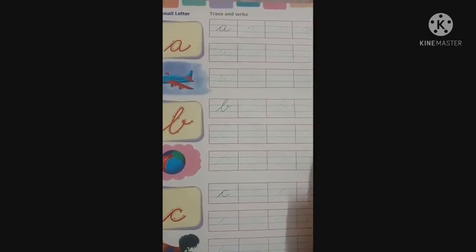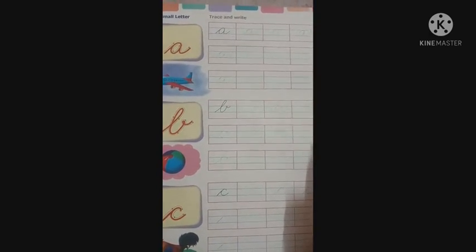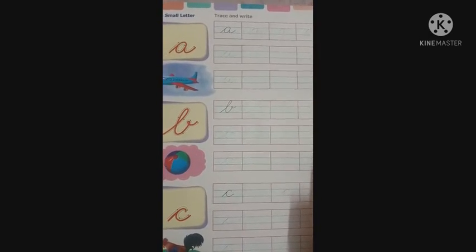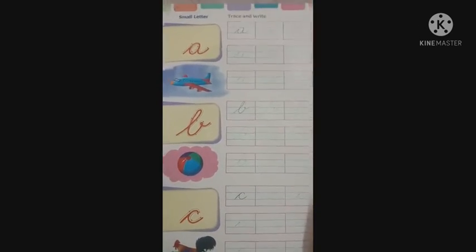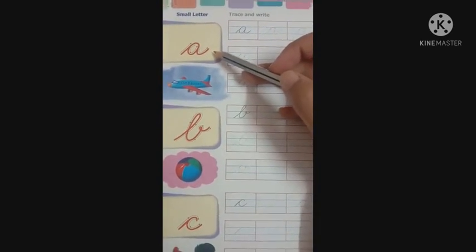So students, we have learned how to write capital letters, cursive capital letters, and from today onwards we will learn how to write small cursive letters. And in today's video we will learn the first three letters, that is A, B and C. So let's start. Our first alphabet is A.